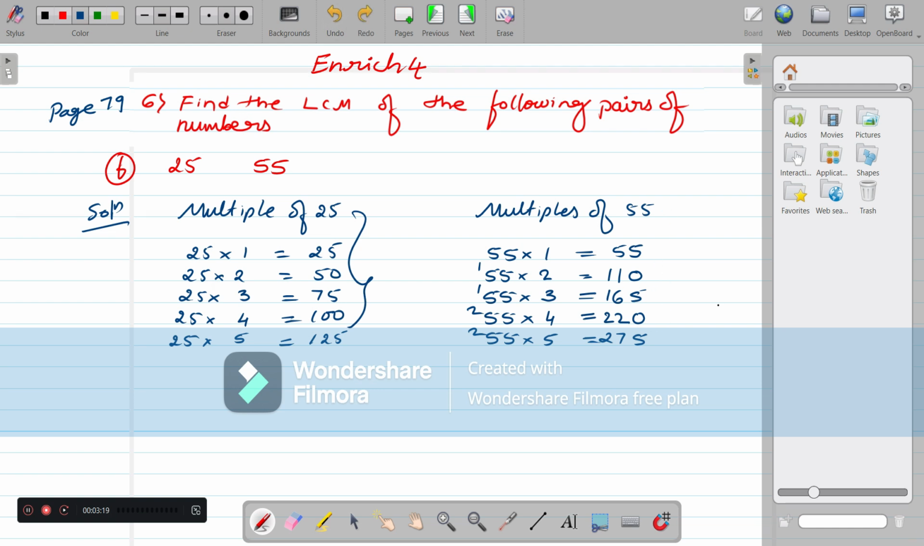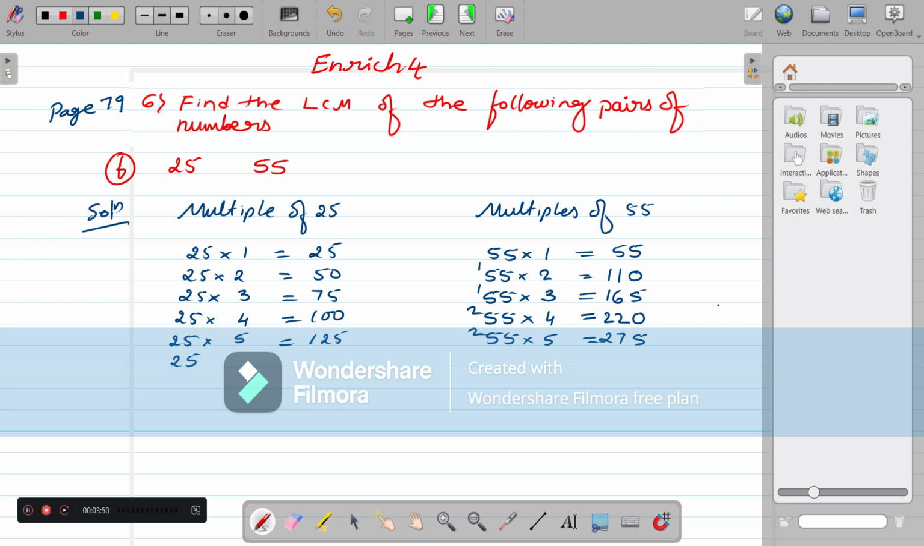We'll check for a common multiple and then we will find the LCM. So 25 is not a common multiple. 50, again it is not a common multiple. 75 is not here, which is also not common. 100 is not there, that is not common. 125 is also not common. When we don't get it, we have to write the multiples of the smaller number till ten times.